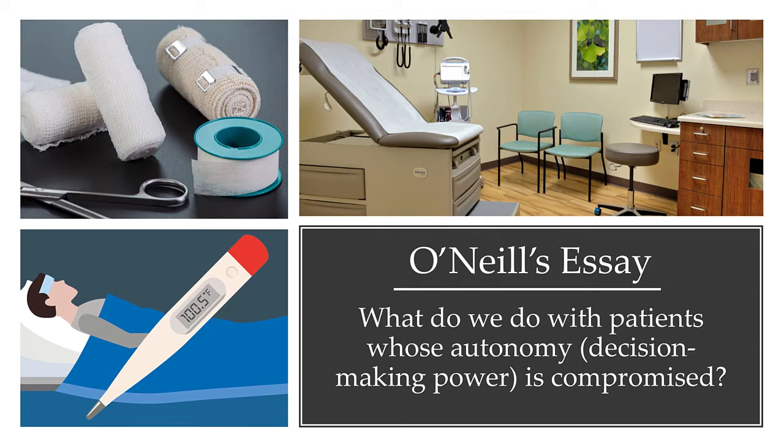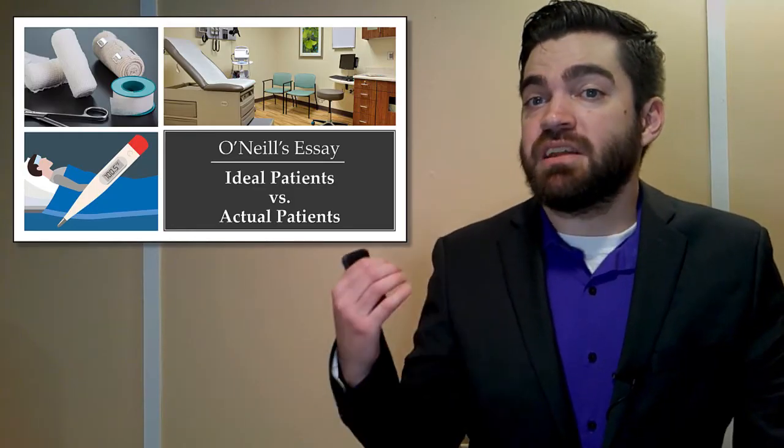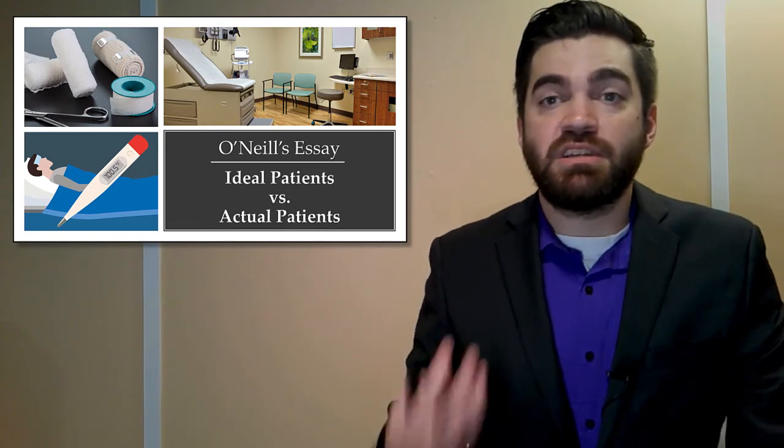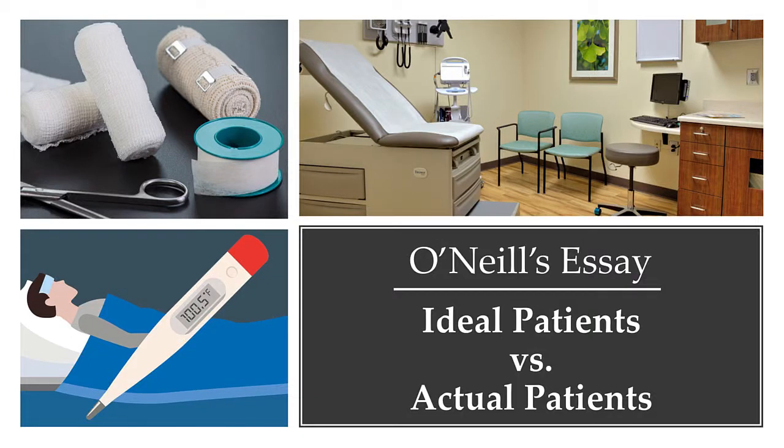Most patients have their autonomy compromised to some degree or another. One other way of thinking about this is O'Neill draws a distinction between ideal patients and actual patients. The ideal patient is going to be someone who's reasonable, understanding and thoughtful, who's unaffected by coercion or intimidation. They can think clearly, they understand everything that's being told to them, and whatever decision they make is coming from a very well-reasoned and well-thought-out place. So the ideal patient is the one that is perfectly capable of making decisions for themselves.